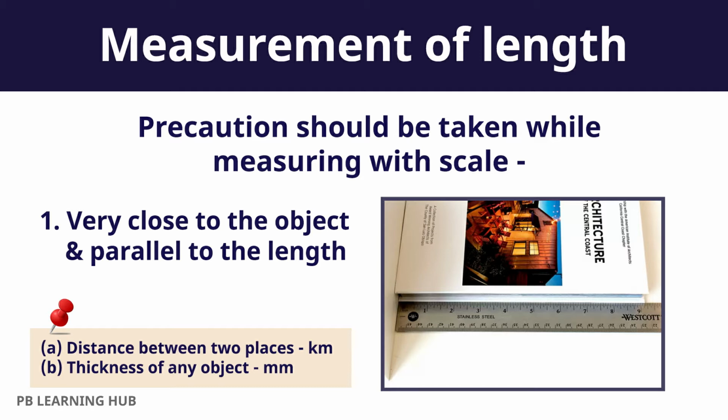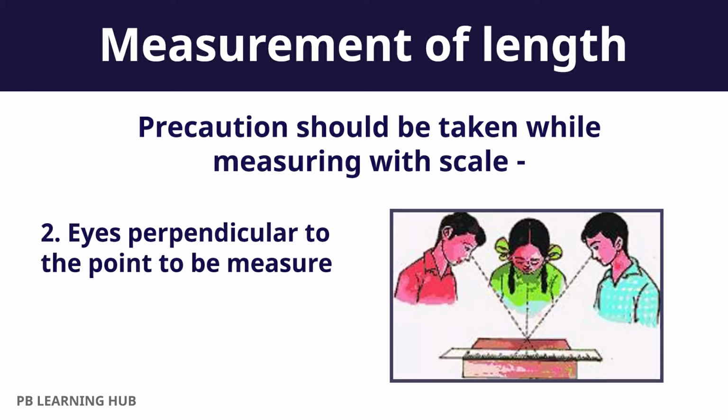Now next important topic is what precaution should be taken while measuring with scale. First of all, the scale should be kept very close and parallel to the length of the object. And next point, keep the eyes perpendicular to the point to be measured. In this way, we can get an accurate answer for the measuring.